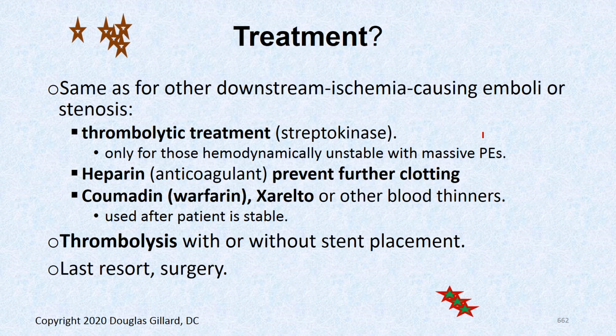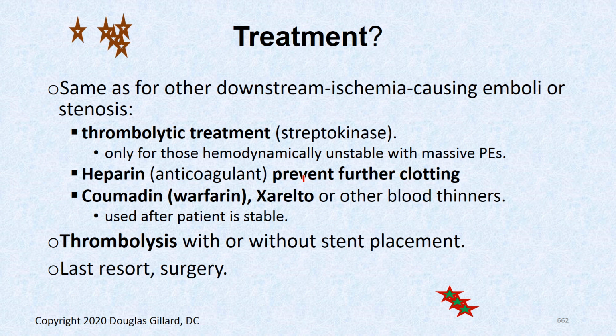What's the treatment? Well, the treatment is the same as the other dissections. So it depends how bad the clot is. If they have a clot in the brain, you would use heparin to prevent further clotting. They would eventually go on Coumadin. Heparin doesn't dissolve the clot, but it makes it so it doesn't get worse.